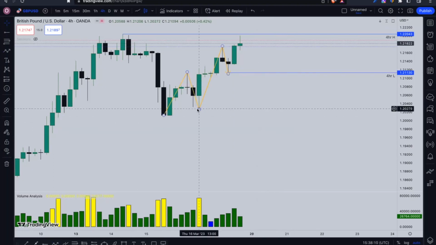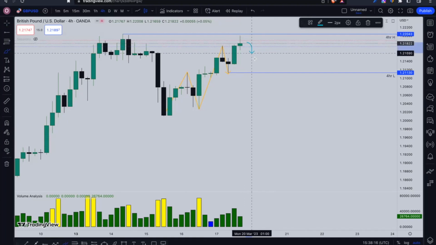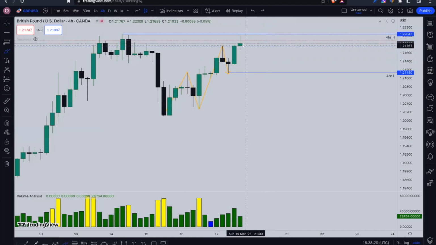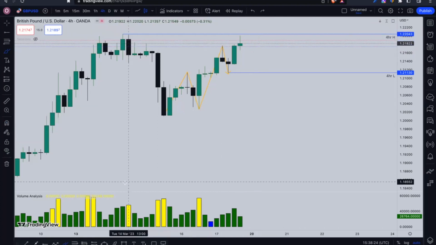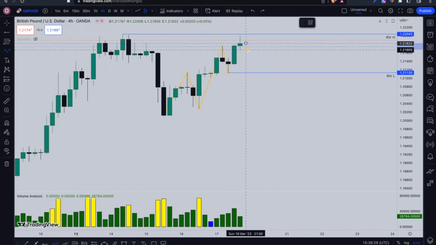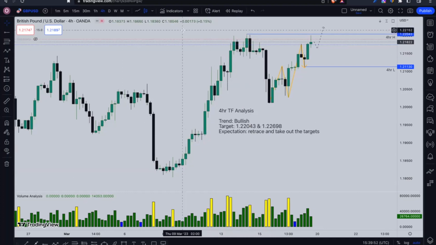So my expectation is for price, when market opens, we might tap in here before we move higher, or we just continue higher immediately. So I'm just going to draw my expectation. We might see a little bit of retracement to here before we move higher. So that is for the 4-hour time frame.